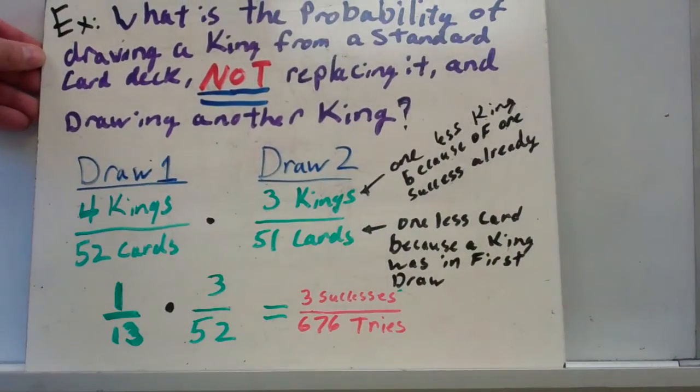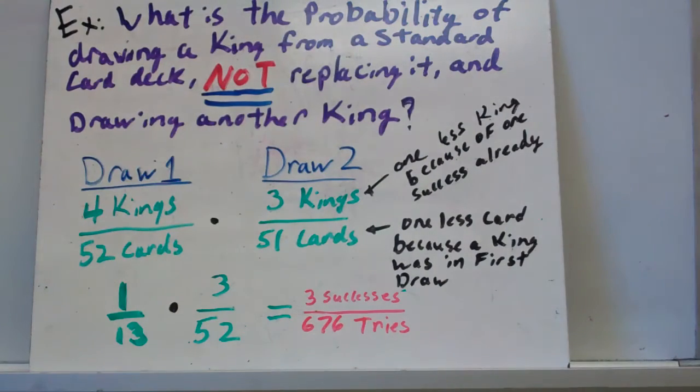What about when events do affect one another? What would that look like? Well, with this example, we're trying to draw a king from a standard deck of cards, not replacing it. So we're going to take that card, we get a king, we're going to put it on the counter and try to draw again from the deck to get another king.